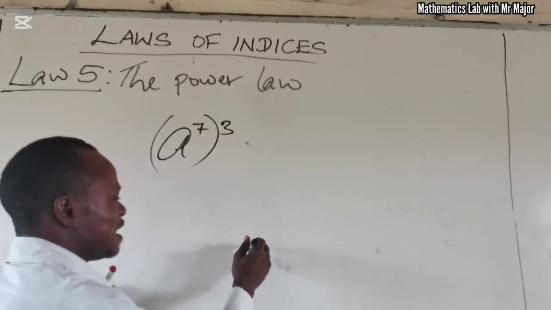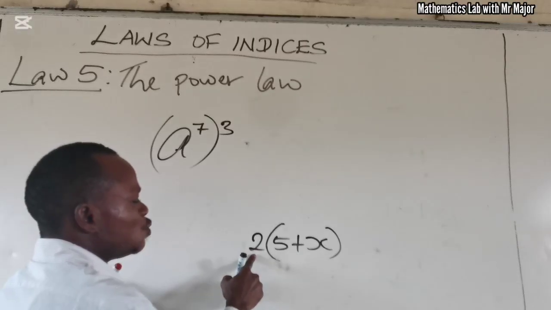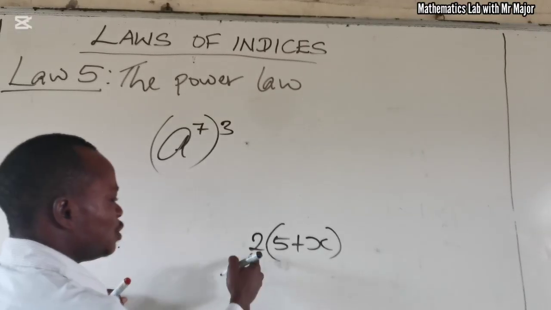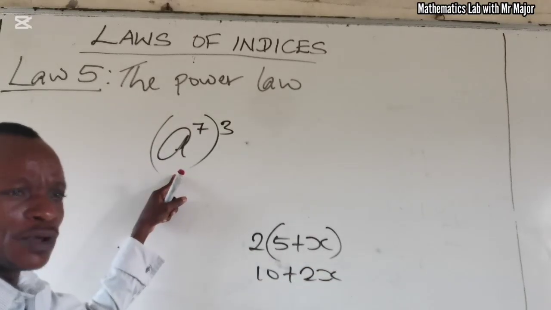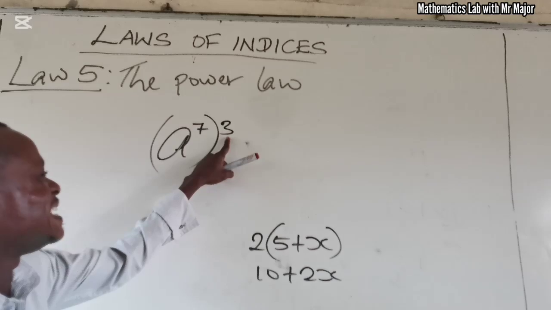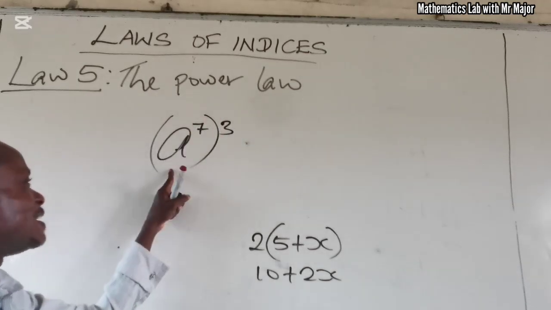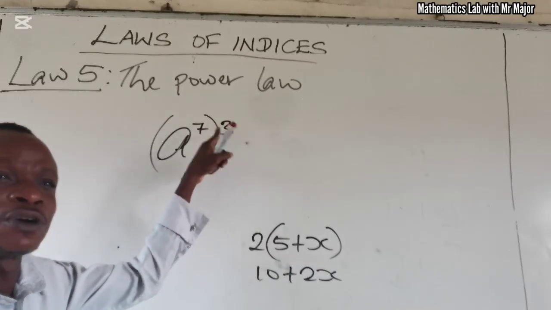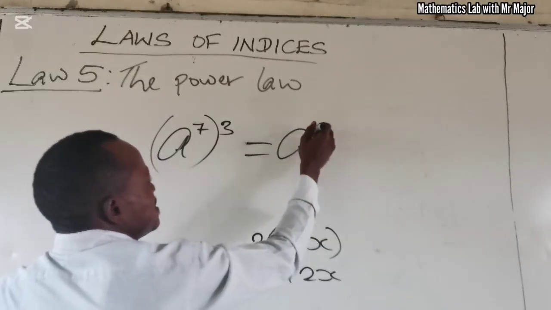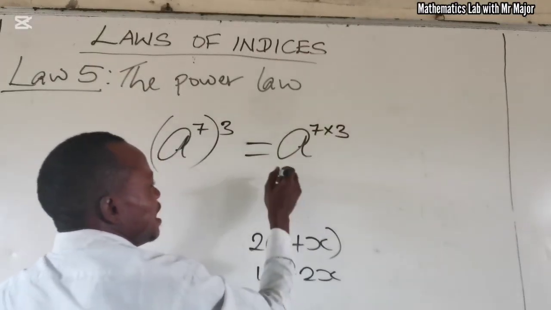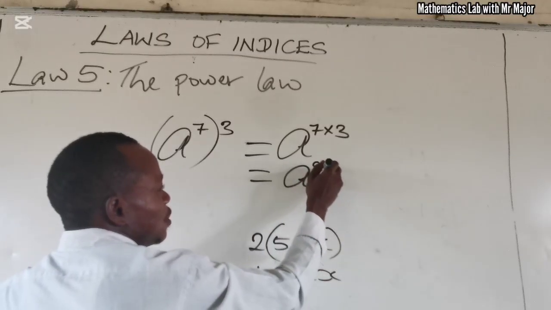Now, if you have an algebraic expression like 2 into bracket 5 plus x, we know that this 2 multiplies everything inside the bracket. That will be 2 times 5 is 10 plus 2 times x is 2x. The same thing will be applicable here. However, we must know that this one is a power. It is an index. It's not a base. So it does not multiply the base. It rather multiplies the power. Power multiplies power. So that means it will be a raised to power 7 multiplied by 3. And 7 multiplied by 3 is 21, giving us a raised to power 21.